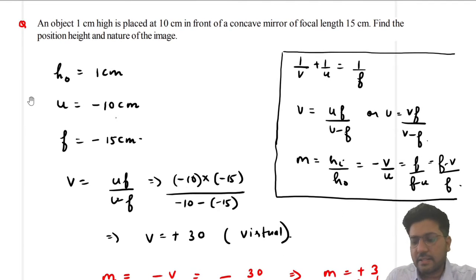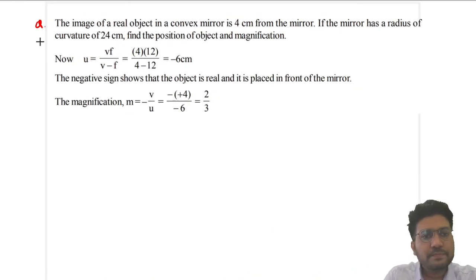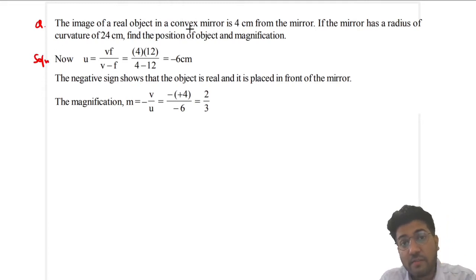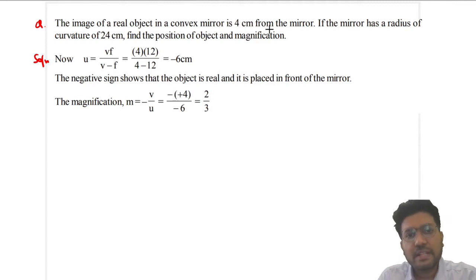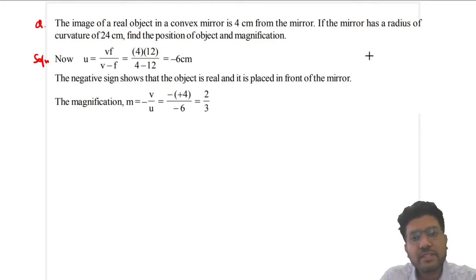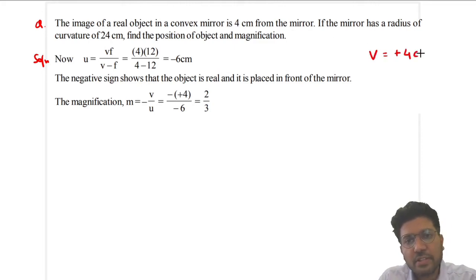Okay, let us look at one more problem. See, the image of a real object. So there is a real object in front of a convex mirror, and the image is 4 centimeter from the mirror. You know that a real object will always form a virtual image in a convex mirror. So that means the image is behind. That means v is plus 4. So the image distance will be plus 4 in this question.